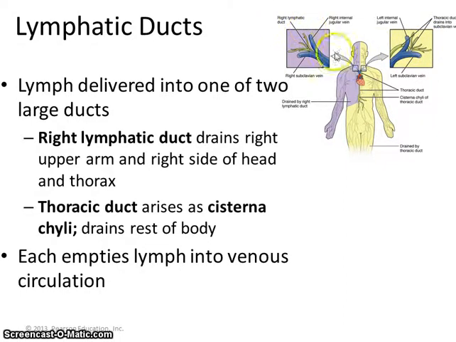So your right lymphatic duct drains your right arm, right upper portion of your body. The left, or thoracic duct, drains everything else. So everything from your inferior extremities comes up, merges into the intestinal trunk, and then up, and comes in on the left side.